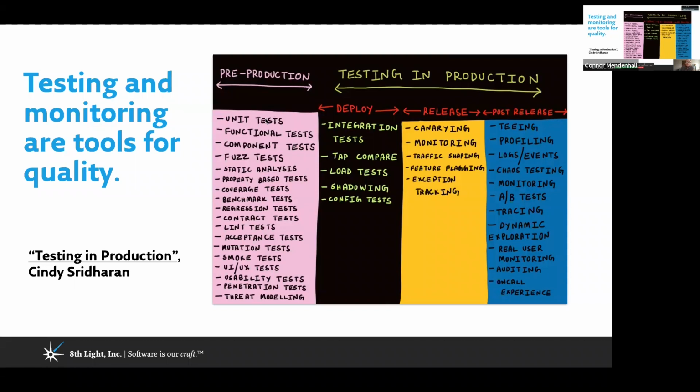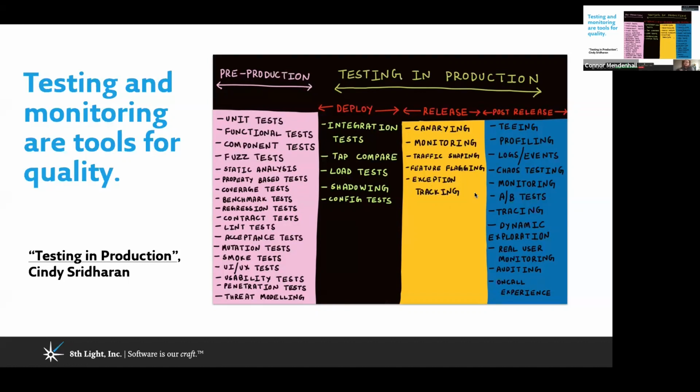So over on the left in pre-production, unit tests, functional tests, component tests, fuzz tests, all the different types of testing that we tend to do in pre-production, all the way through to deploying integration tests, load tests, canarying during releases, monitoring during releases, exception tracking, and post-release testing, things like profiling, logging and eventing, monitoring, etc.